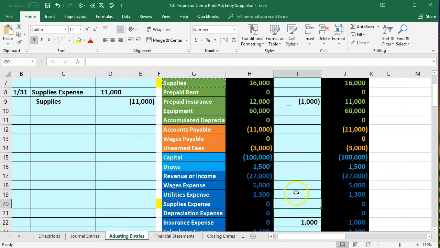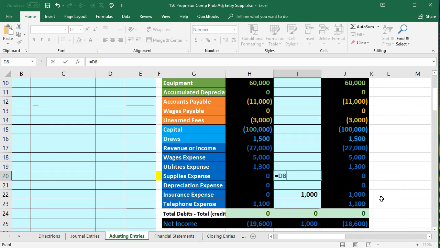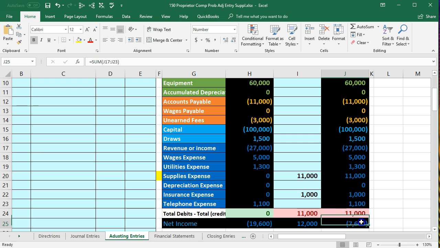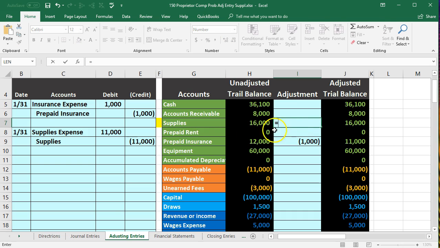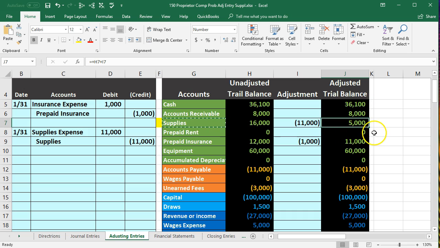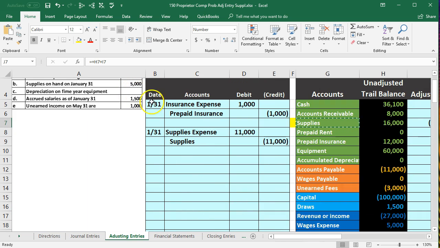We're in cell I-20, where we say equals, point to this 11,000. That's going to bring the 0 up by 11,000 to 11,000, put us out of balance by 11,000, and bring net income down by 11,000. There we have it. So 11,000 out of balance, net income is going down by what we've consumed. Then we're going to go back up top and we're going to go to supplies. So in I-7, where we say equals, we're going to point to that supplies account, the 16,000 going down by 11,000 to 5,000. This is really our check figure because that should match what our physical count was.